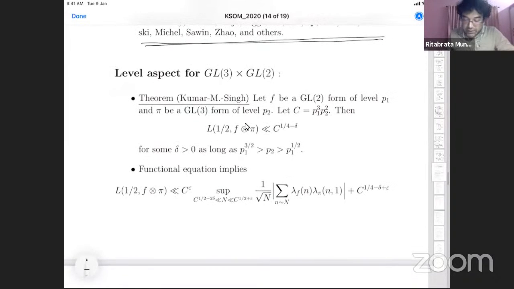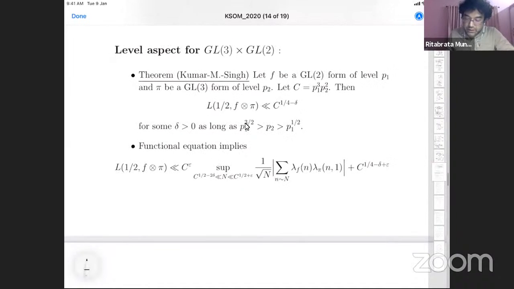Finally, in the last 10 minutes, I'm just going to mention my new result. It's again about the GL3 cross GL2 L-function, but now it's in the level aspect. I'm writing it down jointly with my student Kumar and my former postdoc Saurabh Singh. The setup here is that I have a GL2 form f of level P1, and I can take P1 to be a prime. I have a GL3 form pi of level P2, and again I'm going to assume that P2 is a prime. Then the conductor is given by P1³ P2², because this is GL3 times GL2: the level P1 gets cubed, and the level P2 gets squared. So P1³P2² is the conductor.